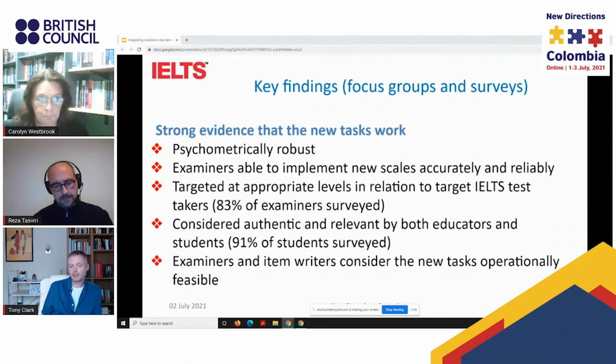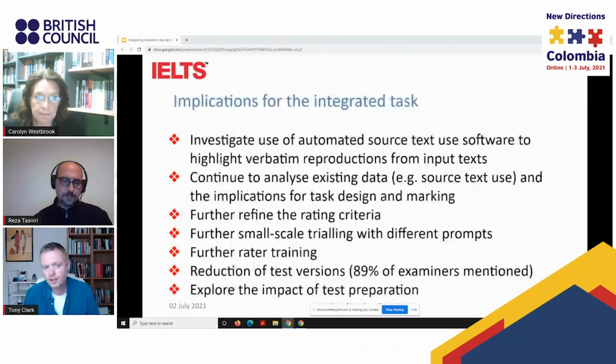A lot of people considered these to be authentic and relevant tasks. I'm talking about educators and also students as well. 91% of students said these tasks look like academic tasks. They look like tasks that could help us on an academic journey. And then finally, examiners and item writers, they thought this was feasible. So if we were to include this in a large-scale test such as IELTS, that might be possible, which is very encouraging.